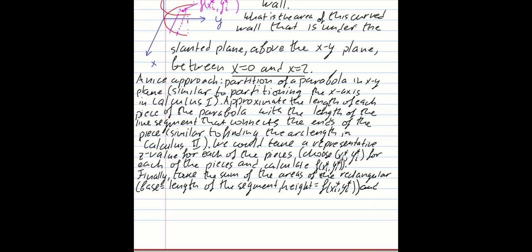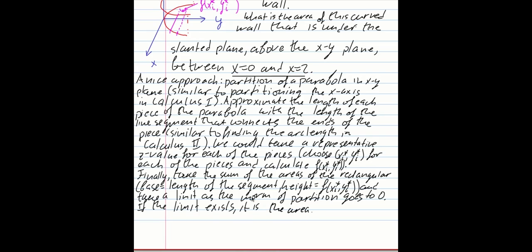And if I take the area of each of these pieces, we have to take a limit as the norm of the partition goes to 0. Norm of partition just means we take more and more pieces. So finally, if the limit exists, it is the area. Alright.